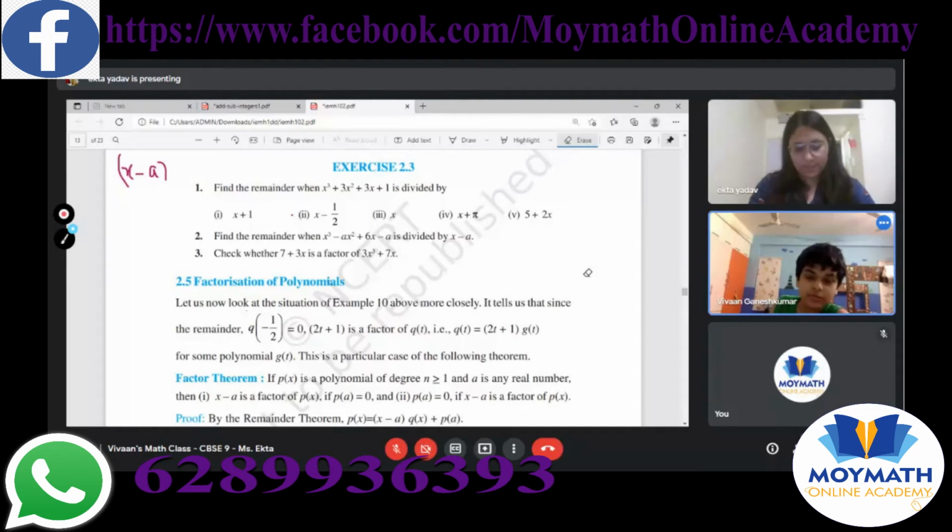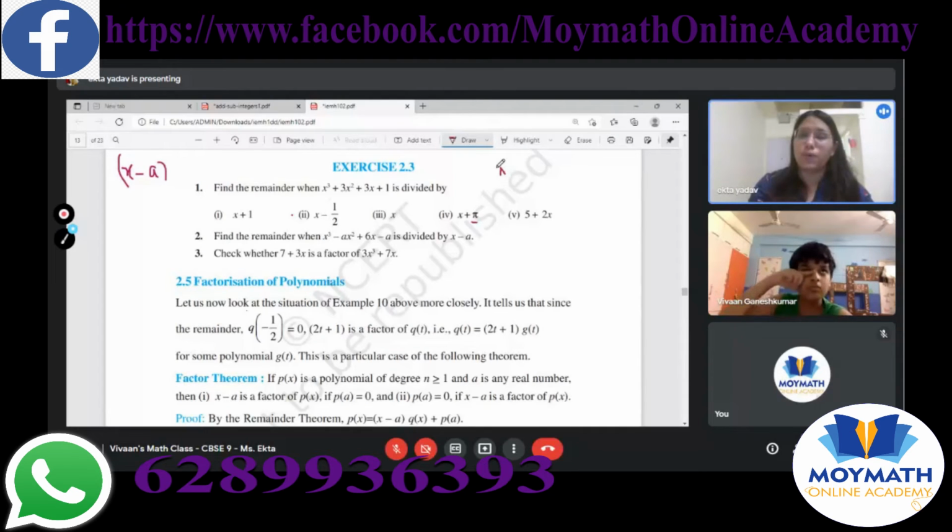Oh, I can write pi as 22 by 7 on this? No, no, use the same pi. Don't change it. If in an exam they give you pi, you will have to respond in pi only. The remainder will be minus pi cube plus 3 pi square minus 3 pi plus 2.